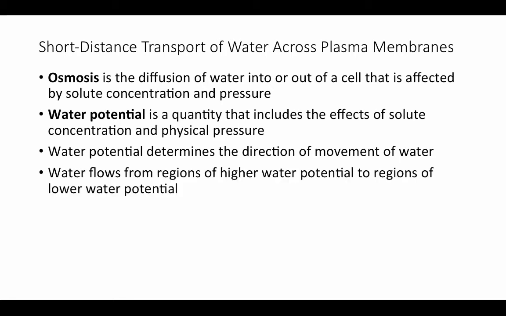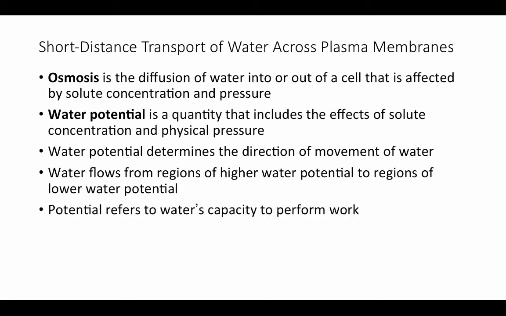So water is always going to flow from regions of higher water potential to regions of lower water potential. Always remember this. We can think of this water potential as potential energy, the potential for doing work. When it has high water potential, it's going to have a higher tendency to move somewhere. When it has a lower water potential, it's going to have a lower tendency to move somewhere. So it's always going to move from higher water potential to lower water potential. So again, potential refers to water's capacity to perform work. If it has a high capacity to perform work, it's less stable, more likely to move than when it has a lower capacity to perform work.